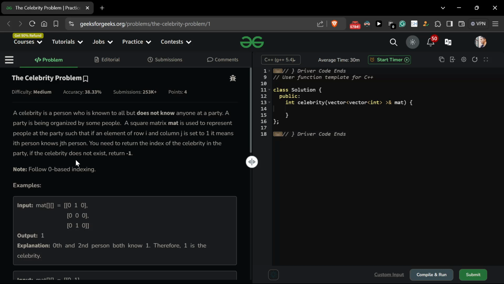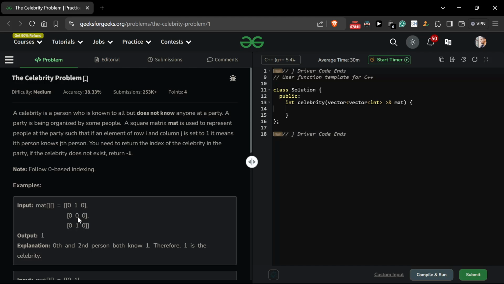Here, 1 means we have a 1 at the 0 1 index, which means there is an edge from 0 to 1. So 0 knows 1. We have to find the celebrity, the person who is known to all but does not know anyone. In this case, 0 and the second person know the first person, but the first person does not know anyone. So the first person is the celebrity.